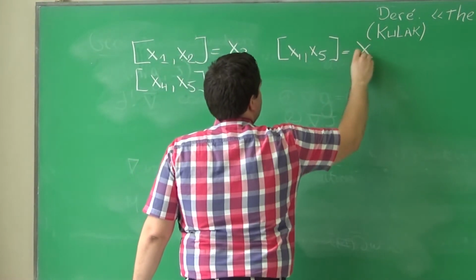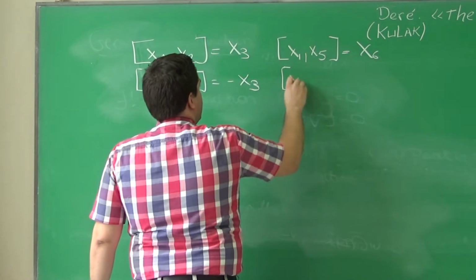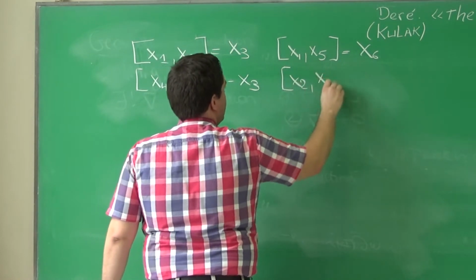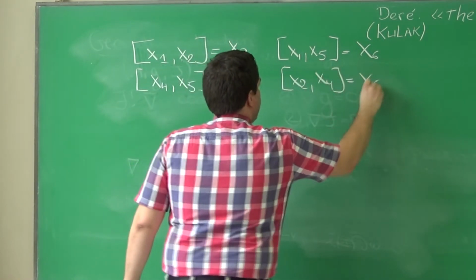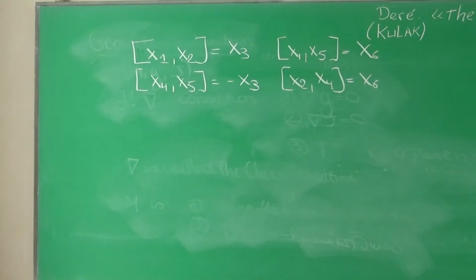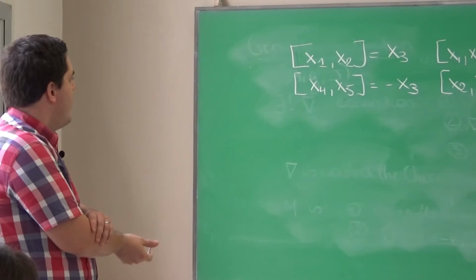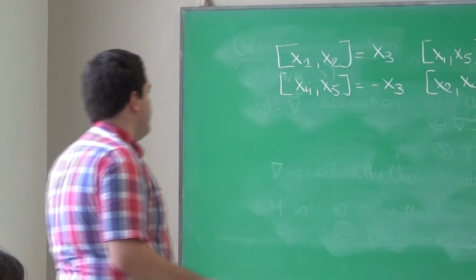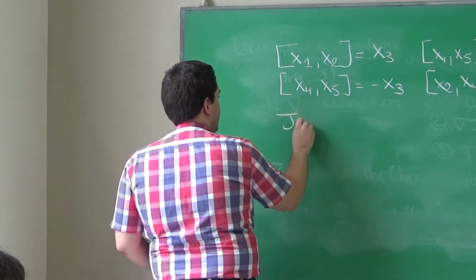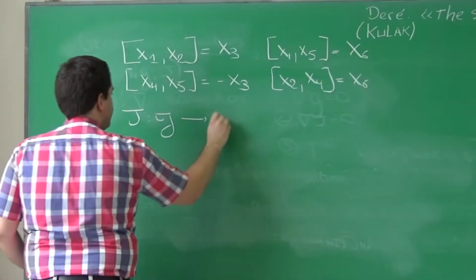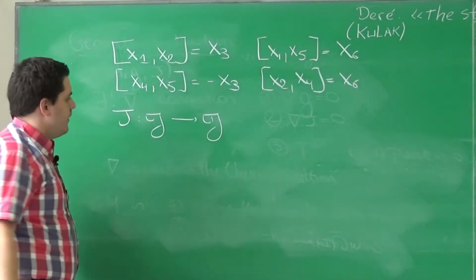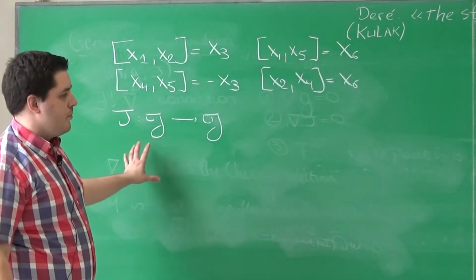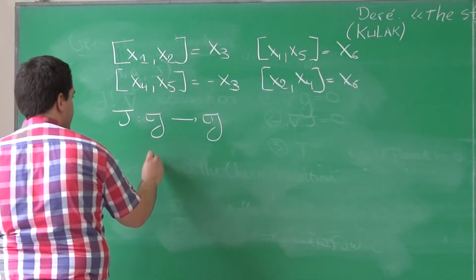This will give you x6, and x2 and x4 will also give you x6. So those are the relations you have in this Lie algebra, all of them. And okay, the almost complex structure J is a map from G to G. It will look a lot like multiplication by i, but it will not be exactly the same.